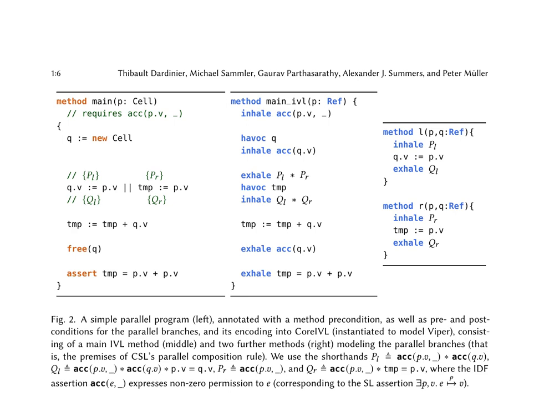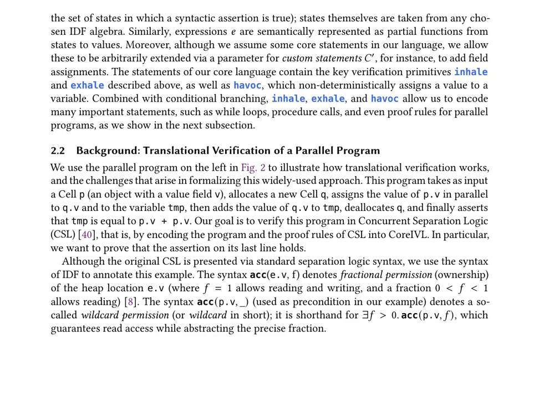The authors illustrate the use of Core IVL by encoding a simple parallel program into Core IVL, as shown in Figure 2. The program takes a cell object as input, allocates a new cell, assigns values in parallel, and finally asserts that the result is equal to the input value plus itself. The authors demonstrate how to translate this program into Core IVL, using IDF syntax to annotate the example. The syntax acc(e.f, p) denotes fractional permission, and acc(e.f, _) denotes a wildcard permission, which guarantees read access while abstracting the precise fraction.